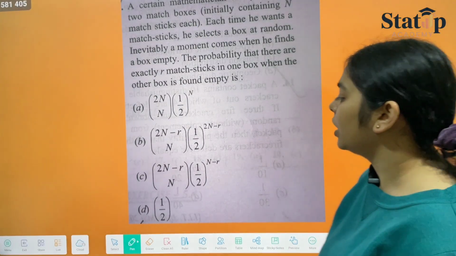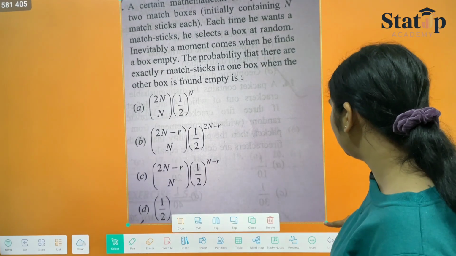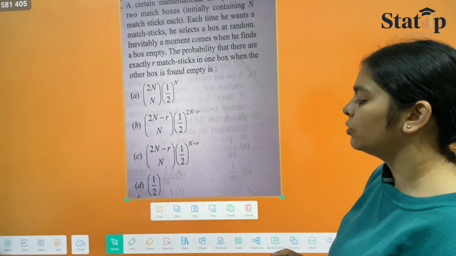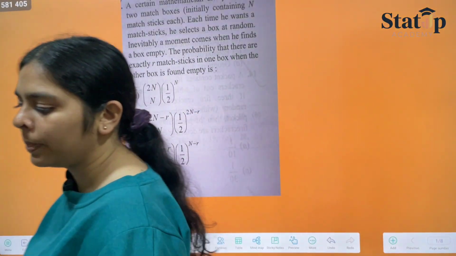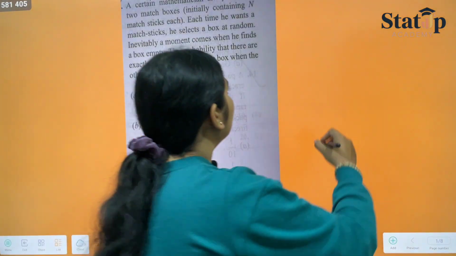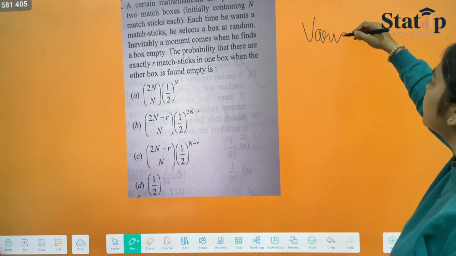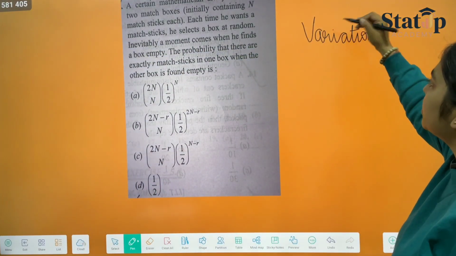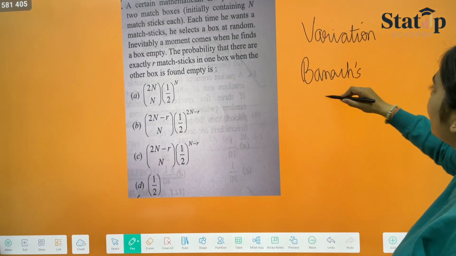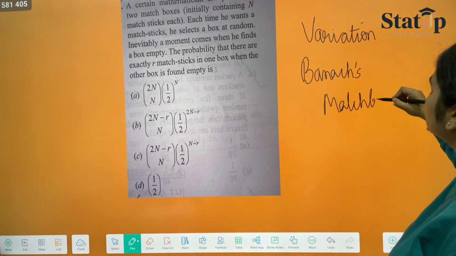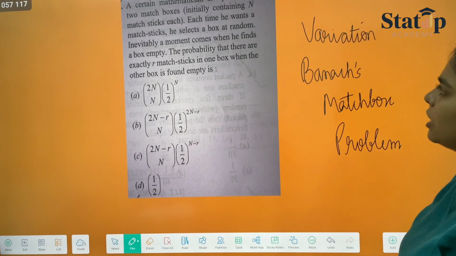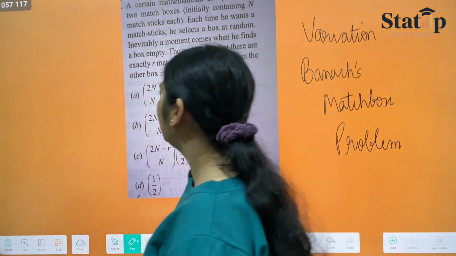Now this is the last question, and it has been given in your book, Gupta and Kapoor. I am just showing this, and this is your homework. It is a variation of one of the famous mathematical problems, which is the Banach matchbox problem. I am explaining what the problem is.